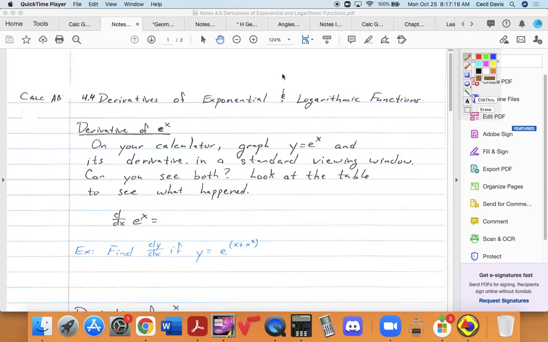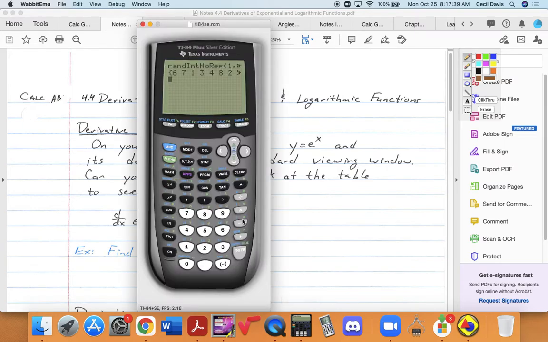All right, so on your calculator, I want you to have in y1, y equals e to the x, and y2, the derivative of e to the x. You want radian mode, right? It doesn't matter. This is not a trig function. Oh wow, it's the exact same. How do you know that? Because I graphed it.